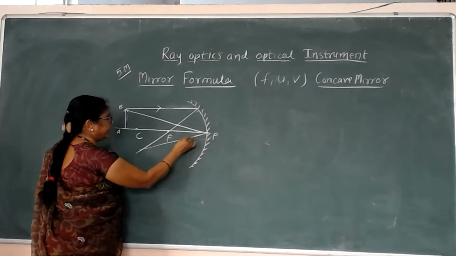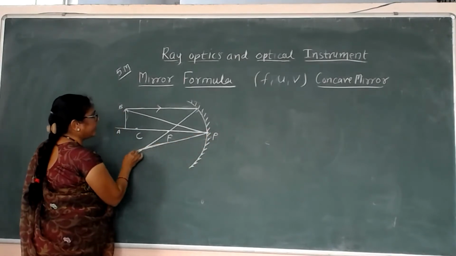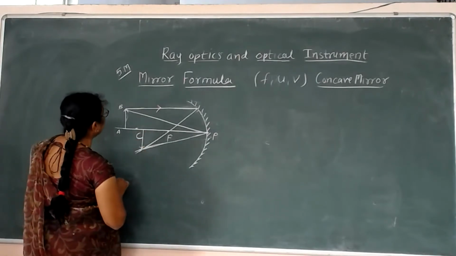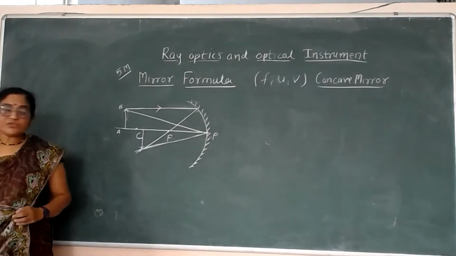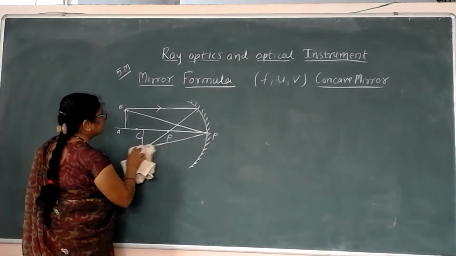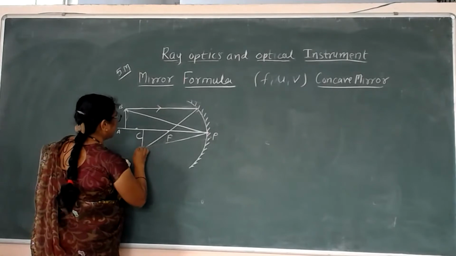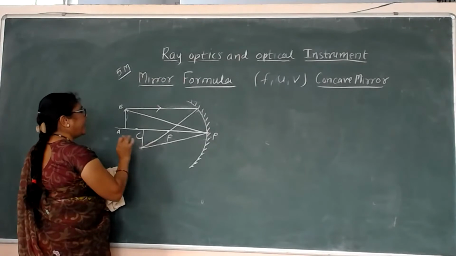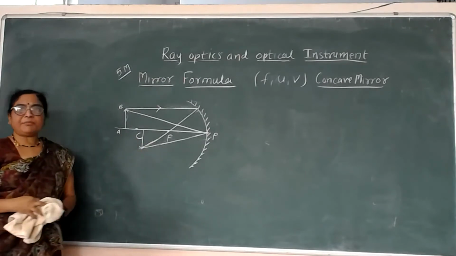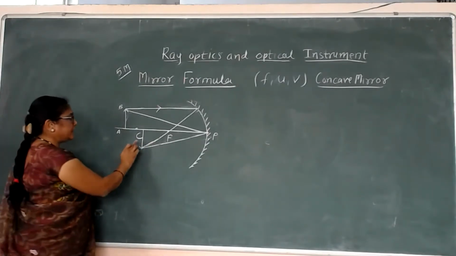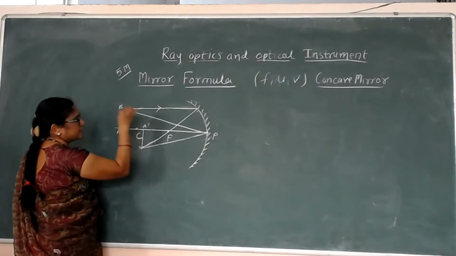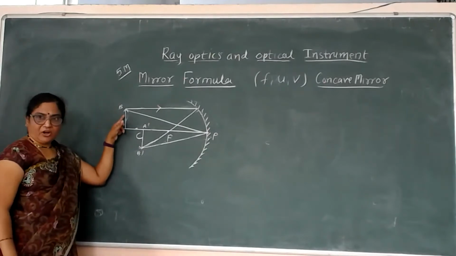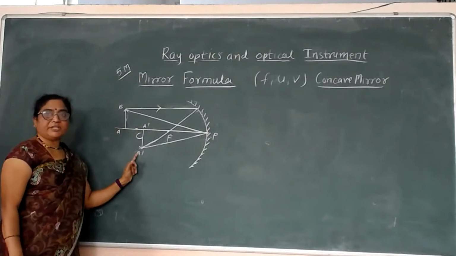So this is a reflected ray. Both the rays meet, and where the rays meet, there is the formation of the image. So an inverted image is formed. The image is diminished and inverted. AB is the object, and this is the image. Suppose this is A dash and this is B dash. So AB is the object and A dash B dash is the image.